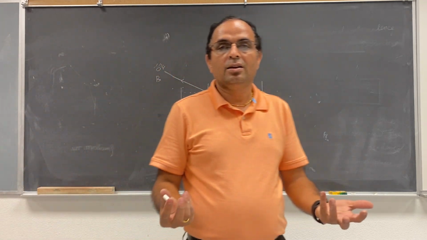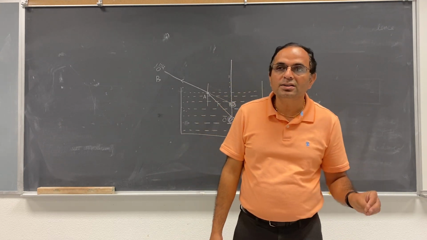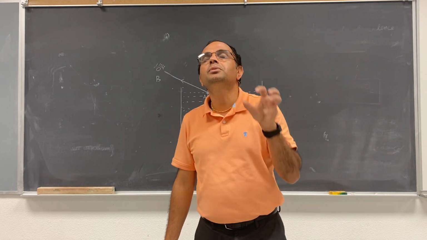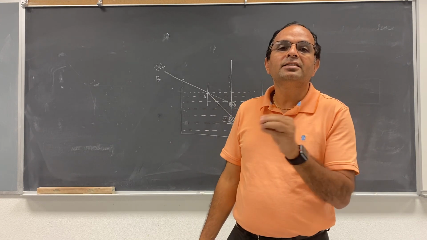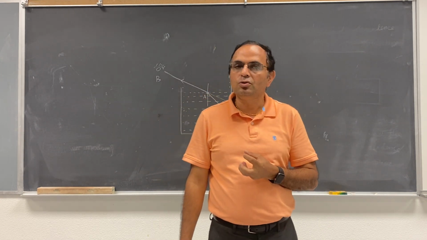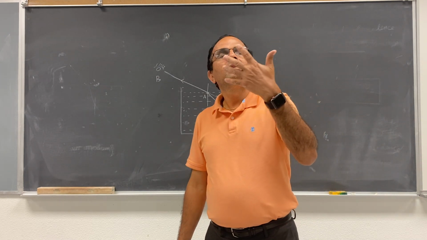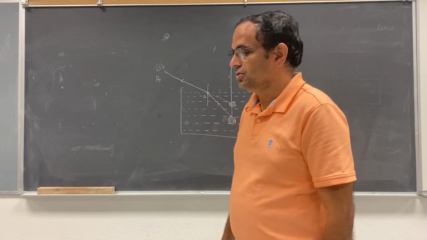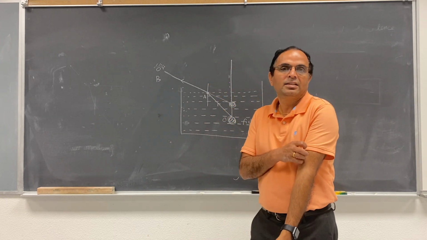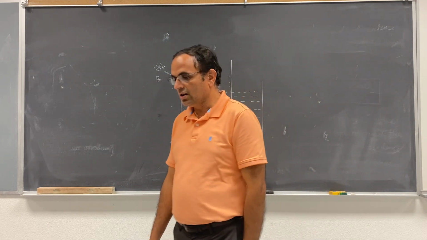Why do we observe the refraction of light? Because in different medium, the light has a different speed. In the air or in the vacuum, it is 3 times 10 to the power 8 meters per second. But in different medium, water, glass, it has a different velocity. The velocity is changing. That is why the light bends when it travels from one medium to another medium.